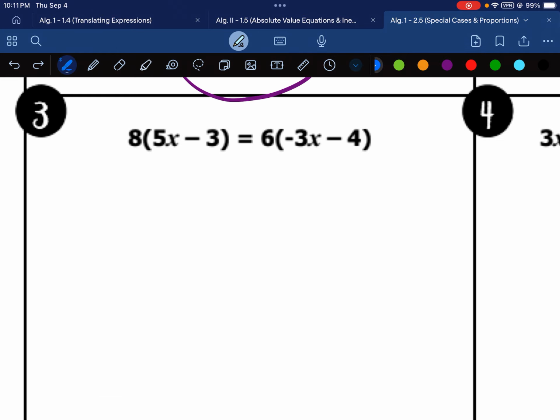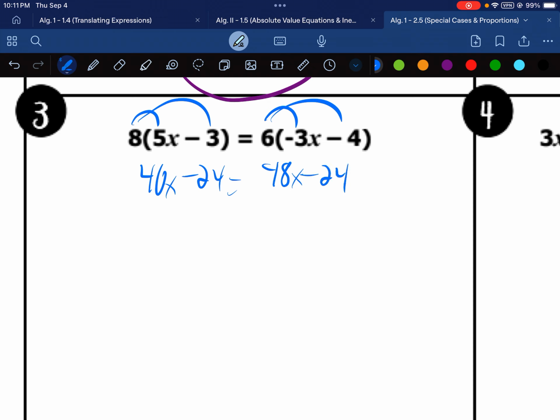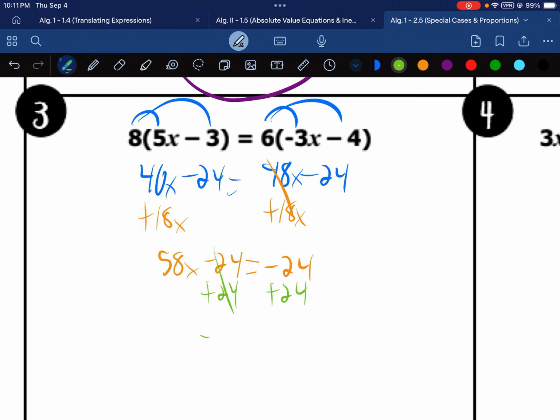Number 3 here, distribute the 8, and we get 40x minus 24. On the right-hand side, distribute the 6, and we get negative 18x minus 24. Now, these numbers are the same, but that's not the same thing as the variables being the same. So we still add 18x, and I get 58x minus 24 equals negative 24. I add 24 to both sides, and I get 58x equals 0.